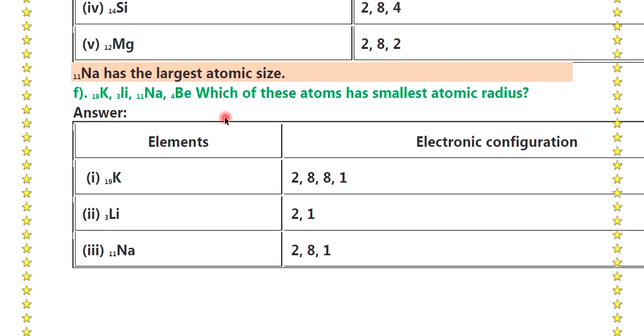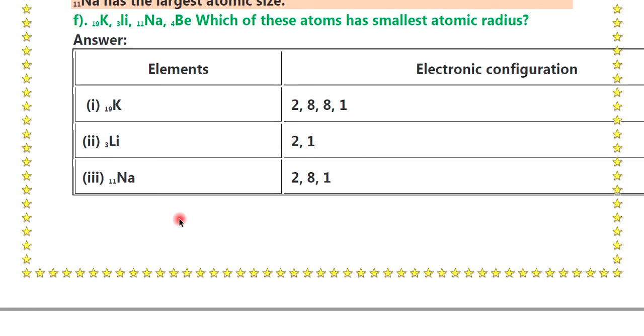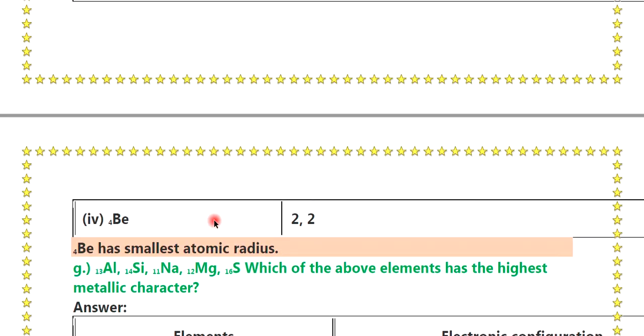Potassium, lithium, sodium, beryllium. Which of these atoms has the smallest atomic radius? Potassium 2, 8, 8, 1, lithium 2, 1, sodium 2, 8, 1 and beryllium 2, 2. Beryllium has the smallest atomic radius.